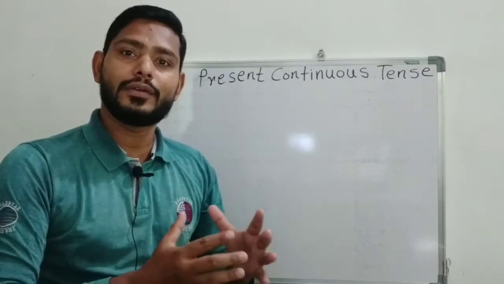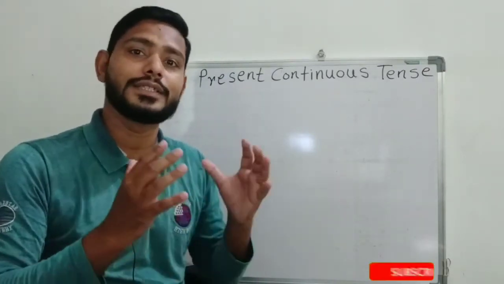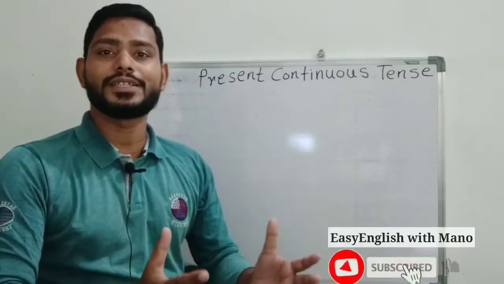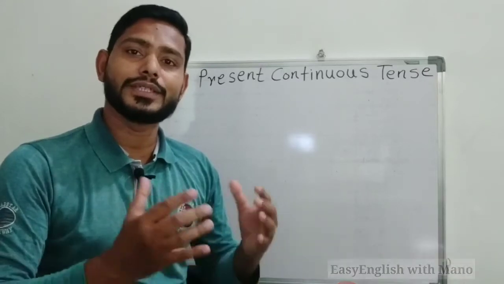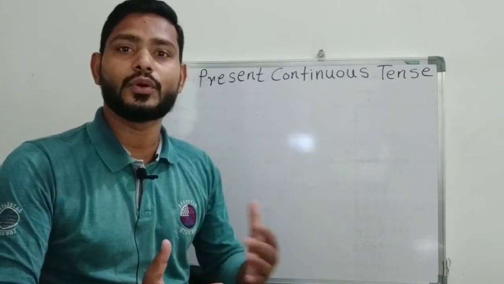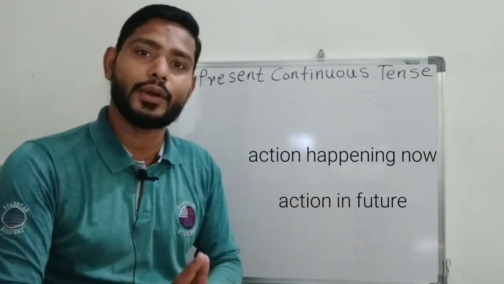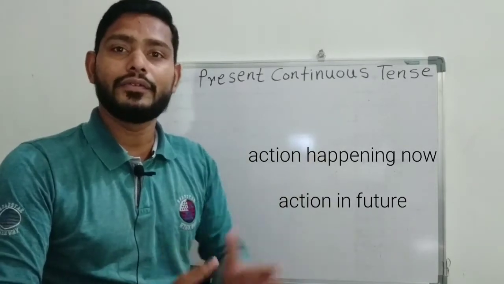So today we are going to learn all about present continuous tense, what its structure is and what the use of present continuous tense is. We all make sentences in English using present continuous tense every day. Present continuous tense is used to talk about an action that is going on now, and it is also used to talk about an action in future.